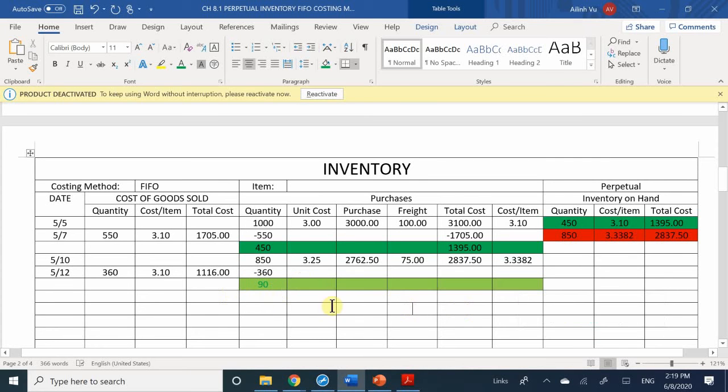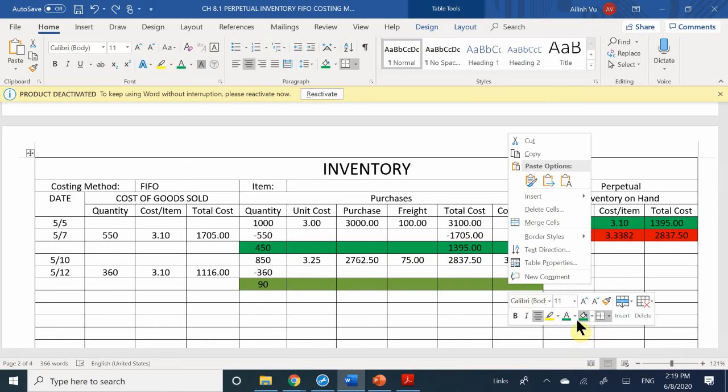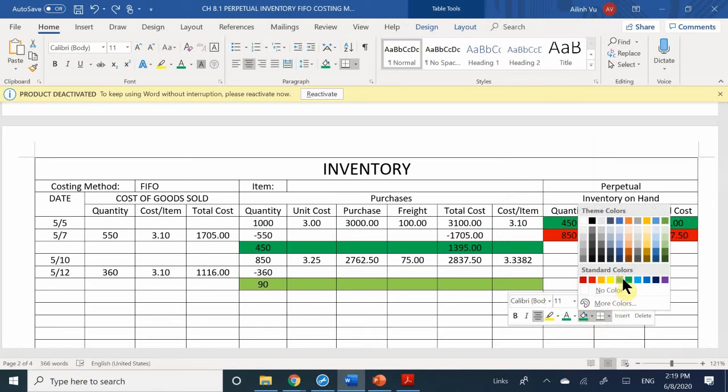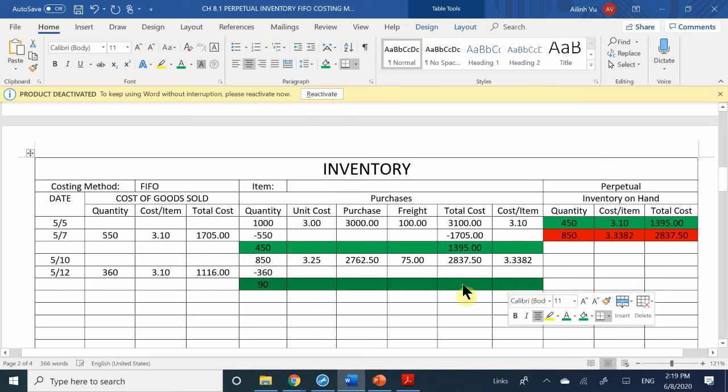So we know that this is batch. It's still yellow. What is this? Okay, again. Oh, I see what I did. I accidentally changed the font. So again, we're going to highlight from 90 and change it to a dark green. I hit the wrong button. There you go.